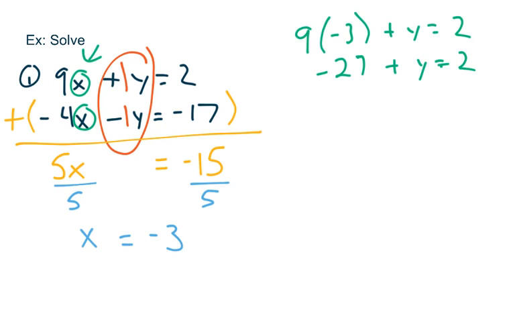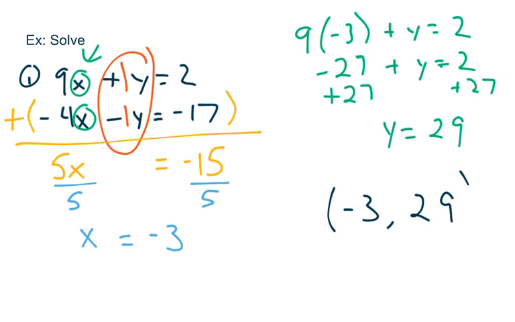And then that's just a one-step equation from there. Add 27 to both sides. 2 plus 27 leaves me with 29. So then my final answer, and I'll write this down here in black, is negative 3, 29. That is your final answer.